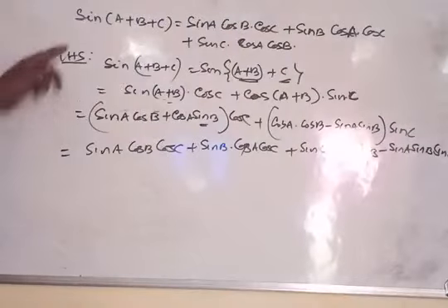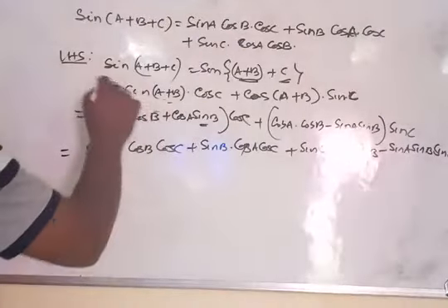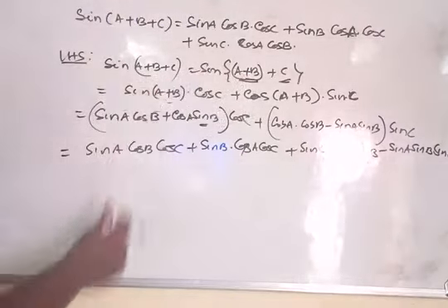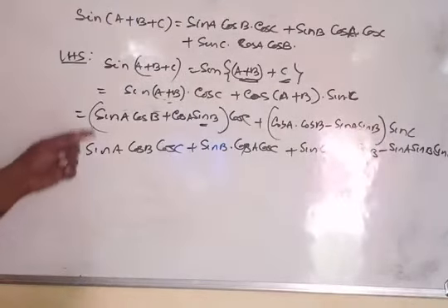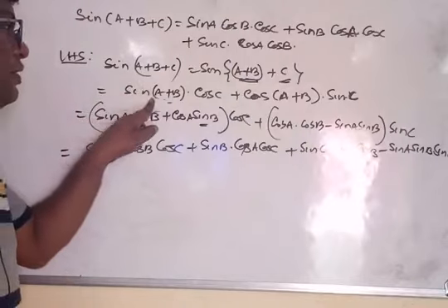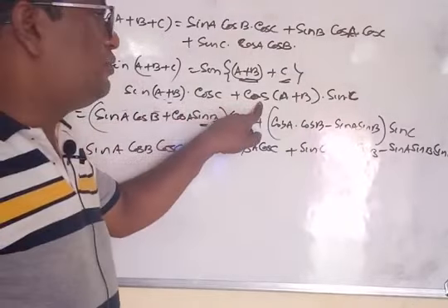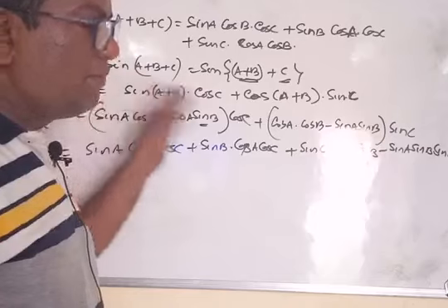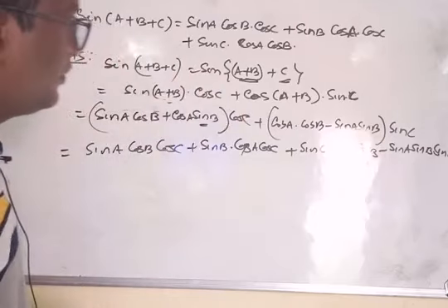Okay, now this is the left hand side. Consider a plus b is equal to A and c is equal to B, and apply here the sin (A plus B) and apply here the cos (A plus B) formula. Just apply the formula, then multiply. We get the answer.